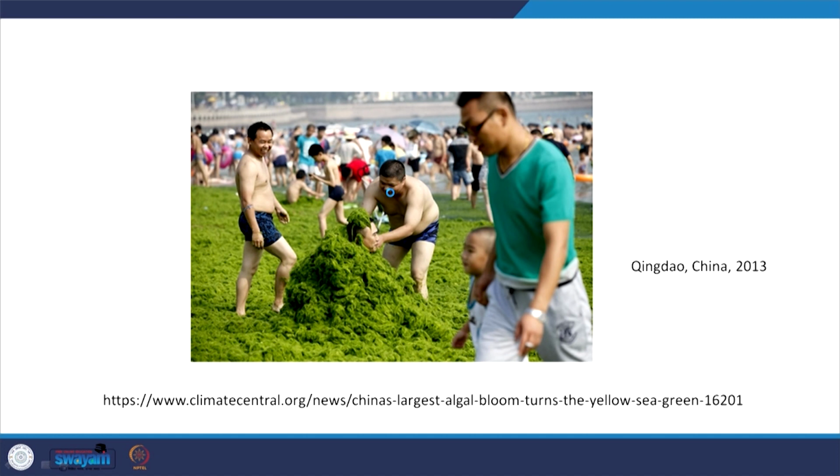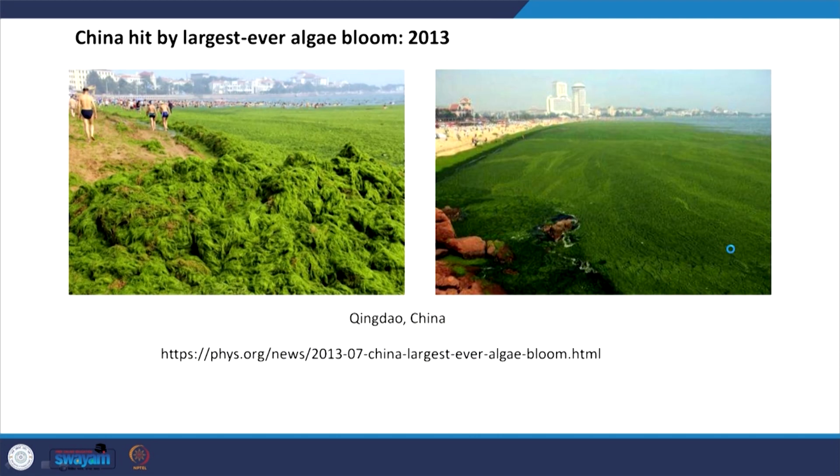Let us just look at that. Again, I give the relevant reference out here. This is from China. Obviously, I am just looking at good pictures out here. So, we see people having fun, right. It seems like a good day to be out. And here is the bigger picture. We see the people having fun out here, and you see that this is nothing but an algal bloom from 2013. You see the scale and the extent of this particular algal bloom.